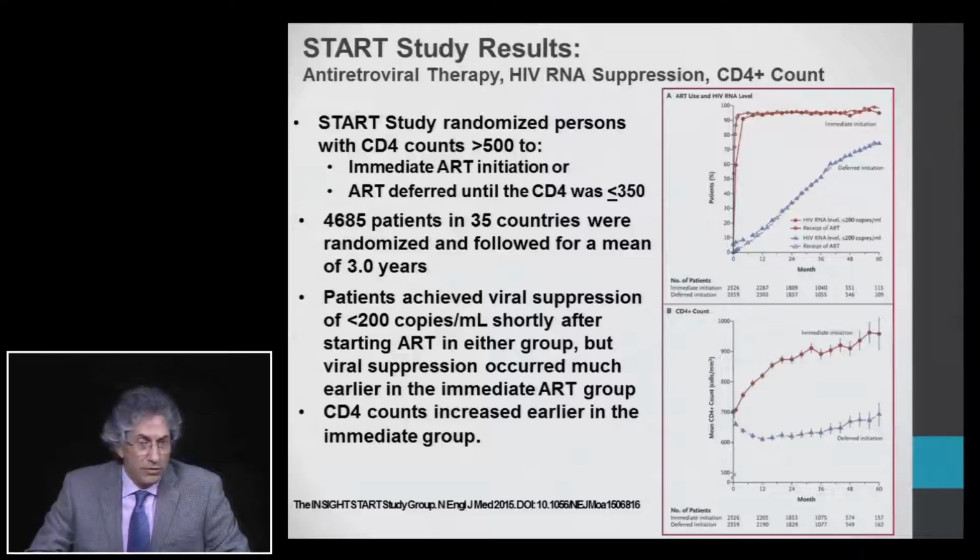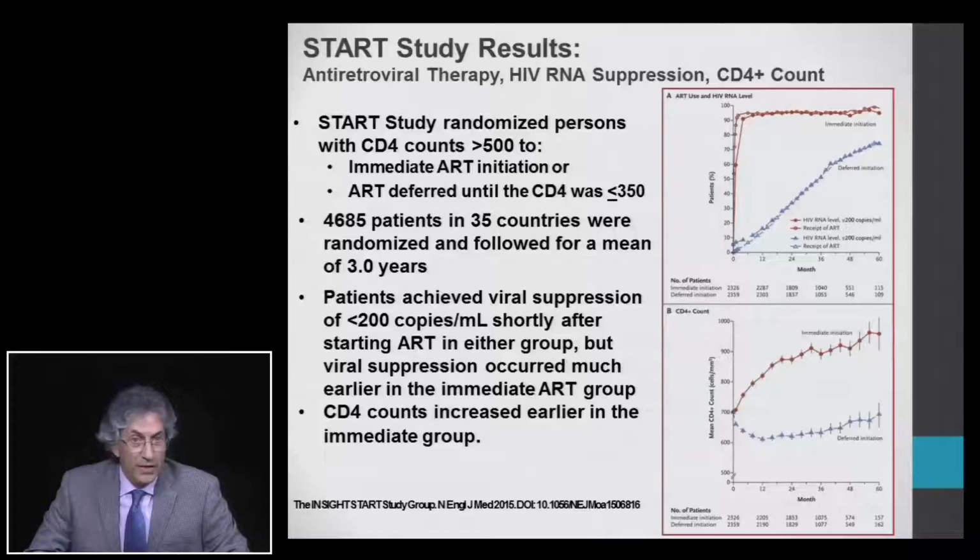This is the randomized controlled study that led to the current recommendation of giving antiretroviral therapy to all persons with HIV. Cleverly, this was called the START study. It randomized persons who had a CD4 count over 500, so almost normal, to either starting antiretroviral therapy immediately or waiting until the CD4 count fell to 350 and to start antiretrovirals at that point.